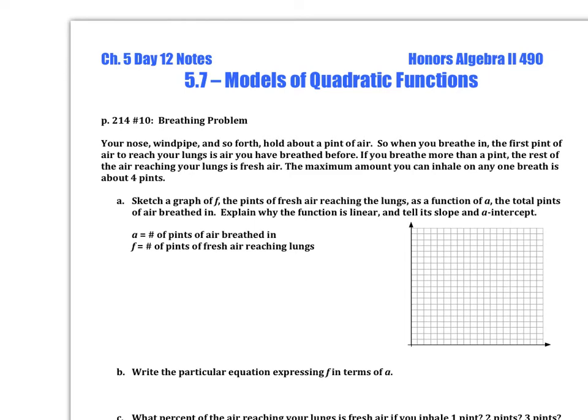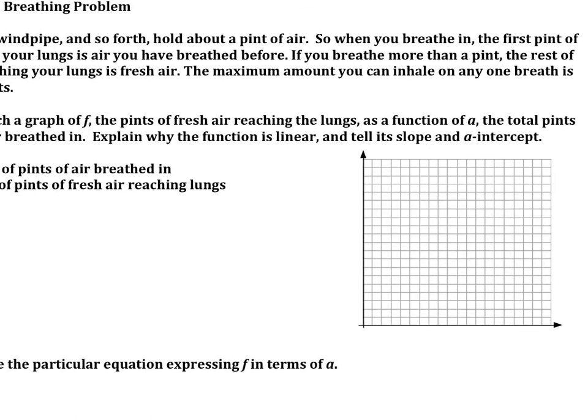So what we're going to do is sketch a graph of F that represents the pints of fresh air reaching your lungs as a function of A, the total pints of air breathed in. And we'll explain why the function is linear and tell its slope and A intercept. So first, let's just talk about what this graph is going to look like.